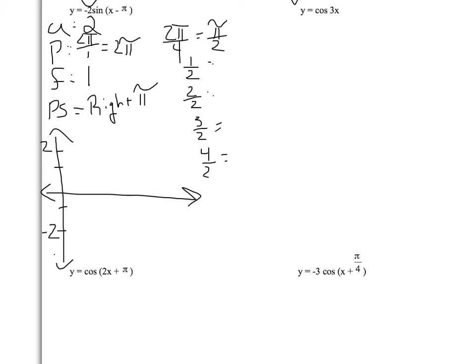So this 1 over 2 we'll just call pi over 2. 2 over 2 is a 1, so pi. 3 over 2 is 3 pi over 2. And 4 over 2 is just 2, so 2 pi. So, to label my x-axis now: pi over 2, pi, 3 pi over 2, and 2 pi.